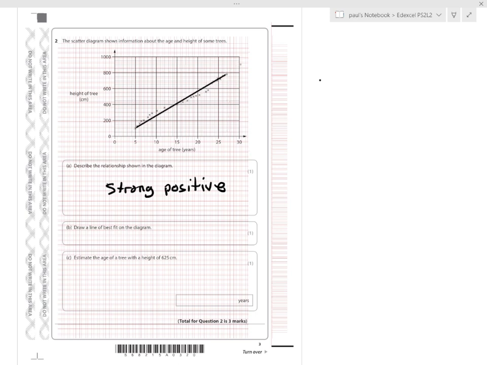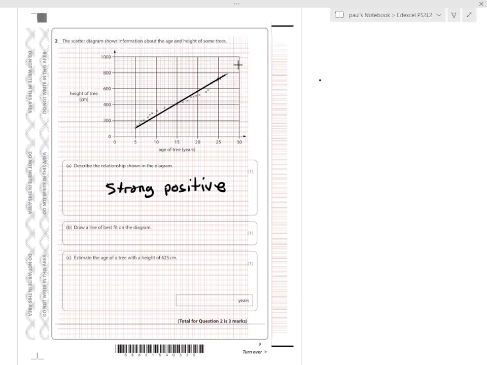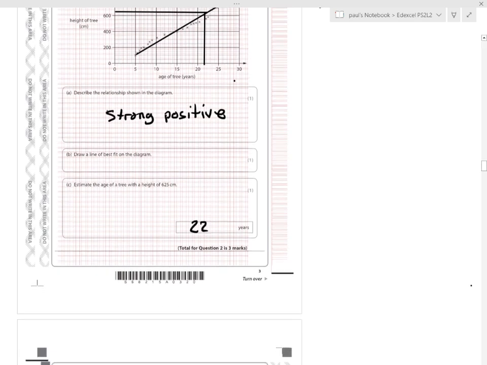Yeah. Estimate the average age of a tree with a height of 625. So the tree with a height of 625. 625 is, I don't know, down there somewhere. Yeah. This would be much more accurate if there was a piece of paper or something. And so I'm going to go from there down to there. What we're looking at, sort of 20, 22 or something like that. 22, maybe 23, if I've drawn it a little bit more accurately. But you get the idea, line of best fit.